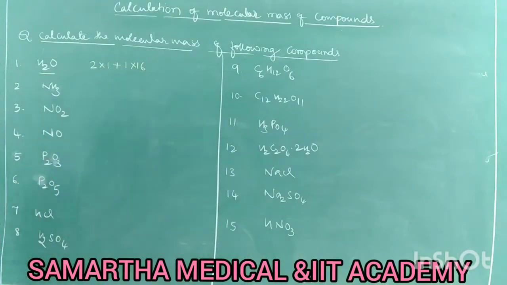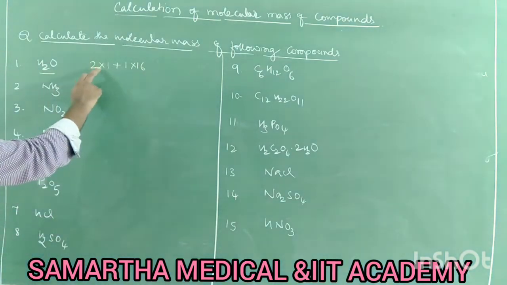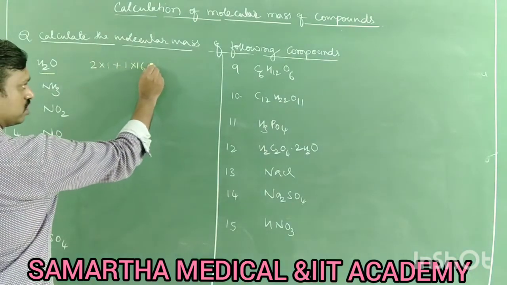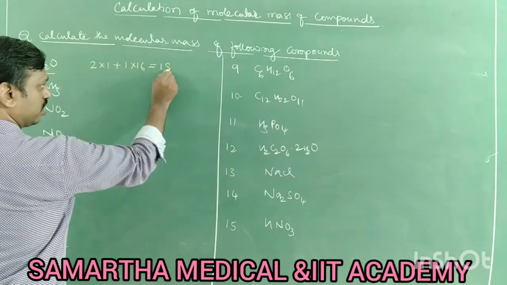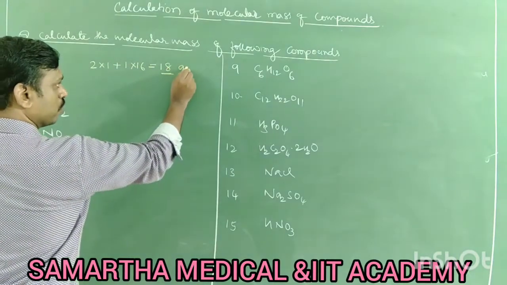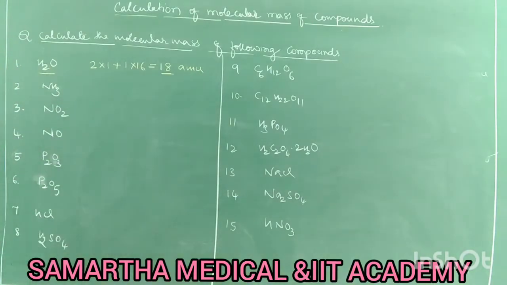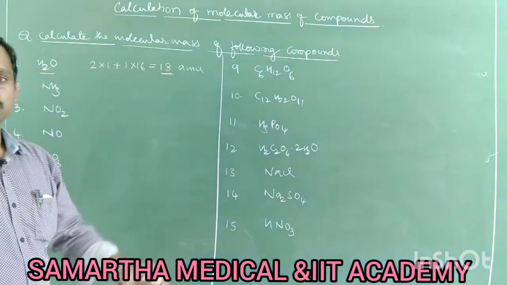Because you have studied what atomic mass is and what the importance of atomic mass is, all the things we have studied. So the atomic mass of oxygen is 16. Here 2 into 1 is 2, 1 into 16 is 16. Therefore 16 plus 2 is 18. Therefore it is 18 AMU, atomic mass unit. Then the molecular mass of water is equal to 18 AMU. Then what is its gram molecular mass? 18 grams. That's it.